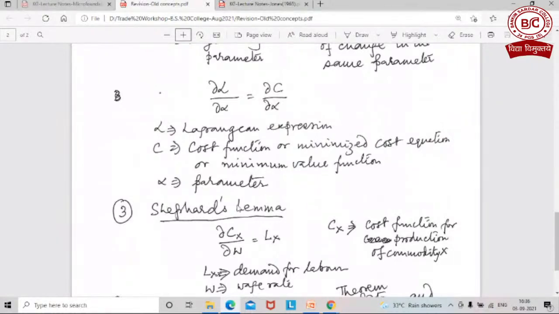So ∂C(x)/∂W, where W can be treated as a parameter, is equal to L(x). This is the statement of Shephard's lemma. You can recall this L(x) is the demand for labor, and ∂C(x)/∂W is the change in the cost function as a result of a change in the wage rate. Had there been the rate of return on capital R here, we should write K(x). So whatever you write here, the corresponding demand function comes here. Is it okay to everybody?